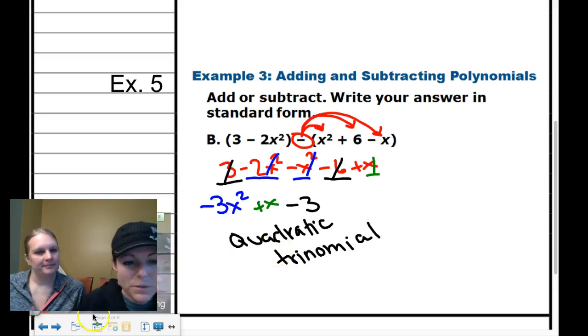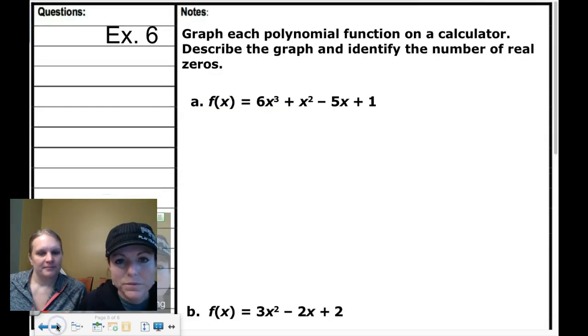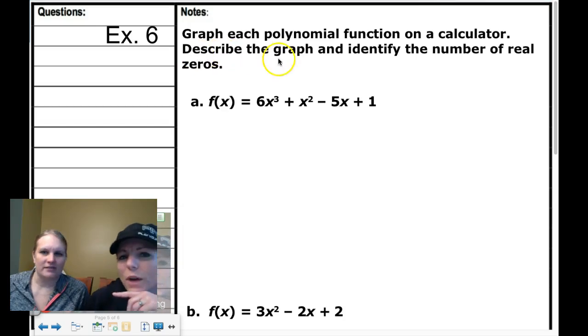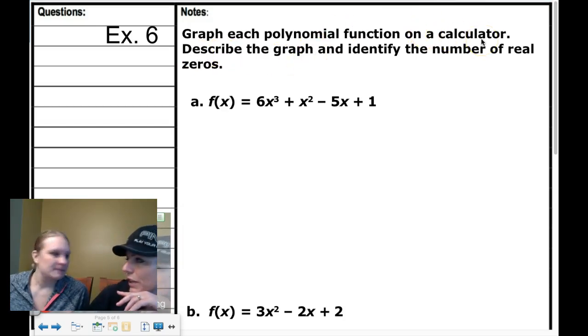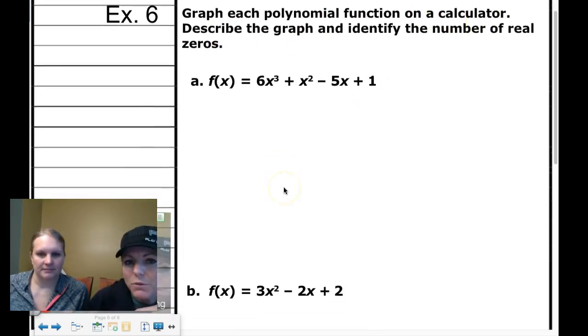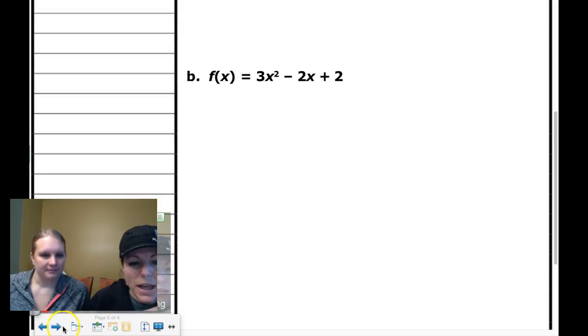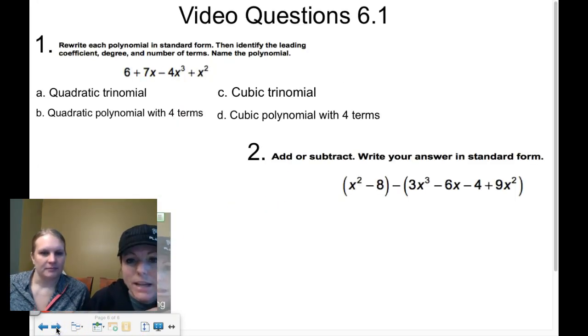Okay, let's see what's on the next page here. Look what it says: graph each polynomial function on a calculator, describe the graph, and identify the number of real solutions. We're going to do all those in class. Let's make sure they're clear on these.